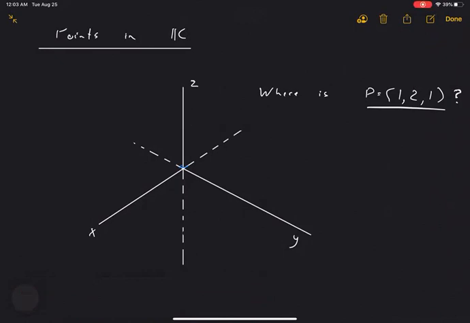So (1, 2, 1) means I would move 1 unit. Remember, this is my positive direction, positive direction, positive direction. So (1, 2, 1) tells me I'm going to move 1 unit in the positive direction on my x-axis. Then 2 tells me I'm going to move 2 units in the positive direction on my y-axis. So right now I'm here. And then I want to move 1 unit in the positive direction with my z-axis. So I would end up with a point like this.